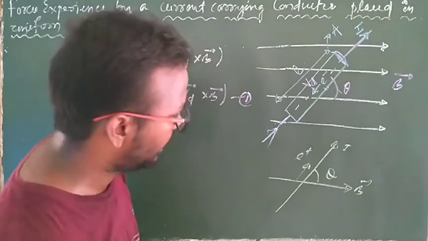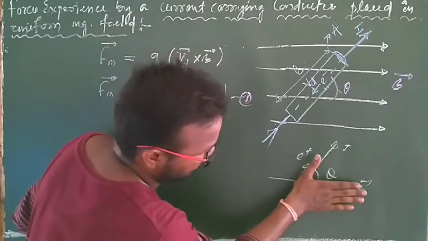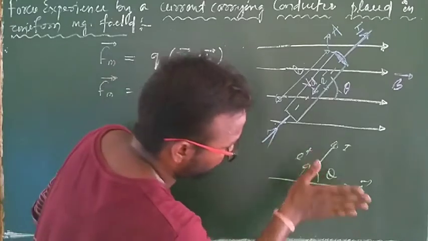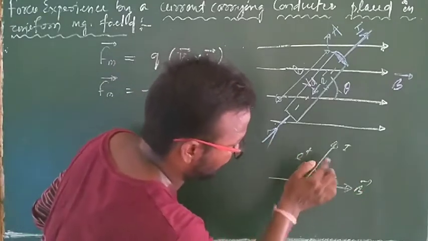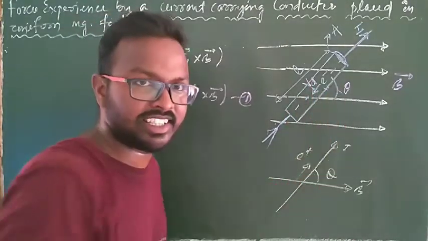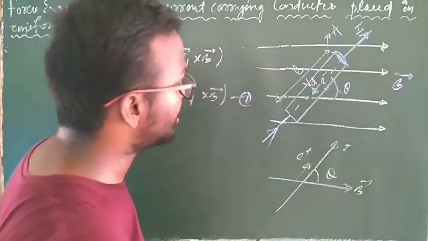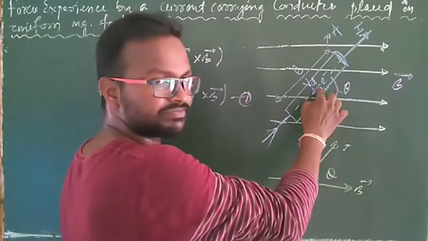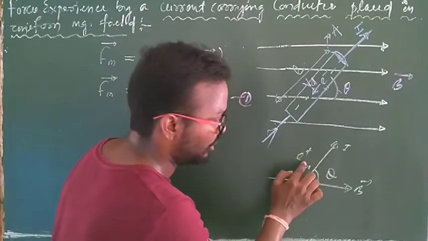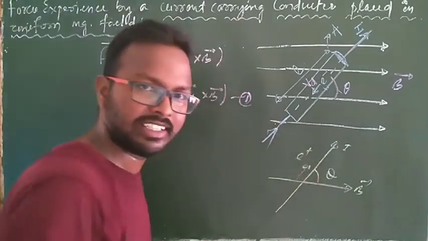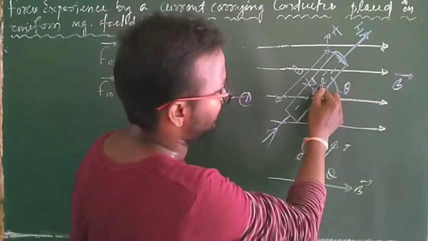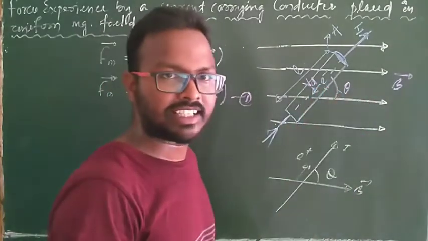If we use the right hand palm rule, then this is the direction of magnetic field and this is the direction of current. Then the force experienced by this positive charge is in the inward direction. But here we take the charge as negative. So the force experienced by this electron is opposite to that of the positive charge. Clear? So this is the direction of force experienced by this electron, which is outward direction. Clear?